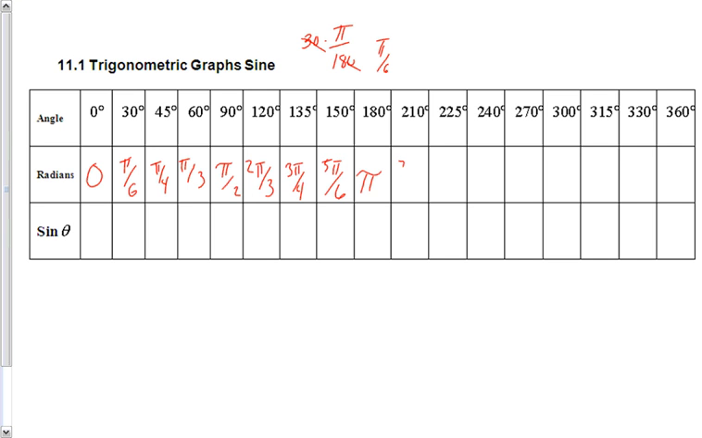Moving along, we have 7 pi over 6 is 210. 225 is 5 pi over 4. 4 pi over 3. And then 3 pi over 2, which is another important one, for 270. And then our last ones, 5 pi over 3, 7 pi over 4, 11 pi over 6, and 2 pi is one complete rotation. These are important numbers we definitely need to know.